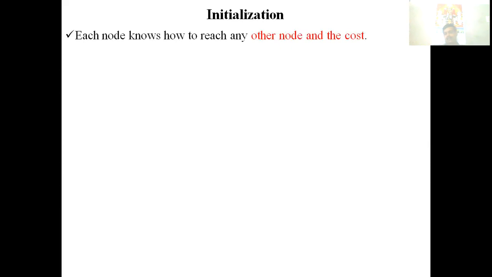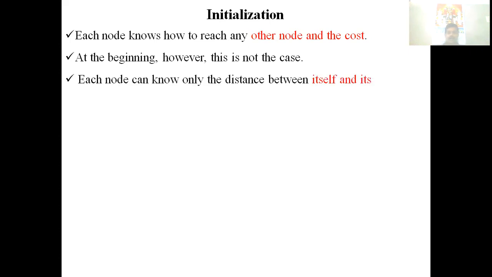The first step is initialization. Each node knows how to reach any other node and the cost. In distance vector routing, each node will know how to reach any other node and the cost needed to reach it. Cost here is nothing but the distance. At the beginning, it is not the case. Each node knows only the distance between itself and its immediate neighbors, that is, those directly connected to it.